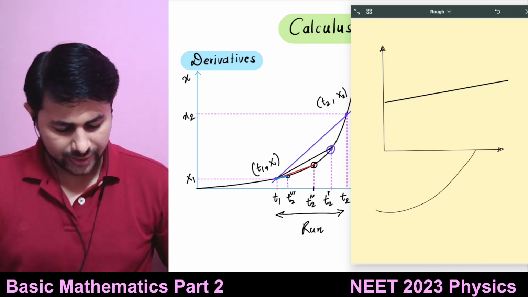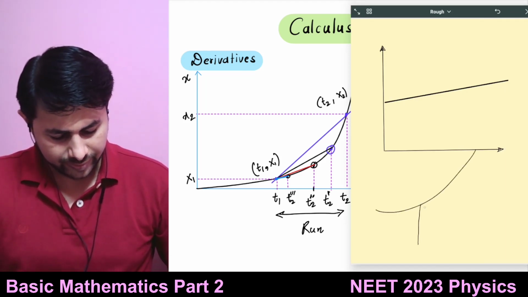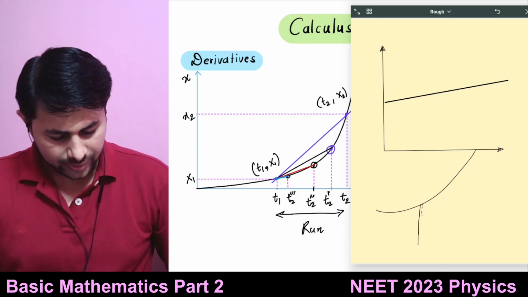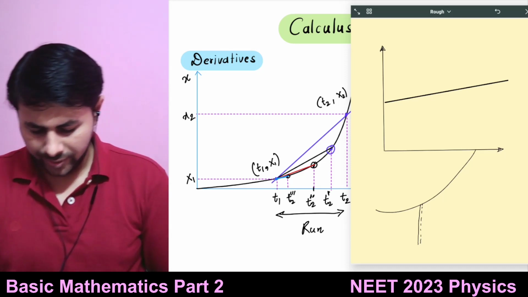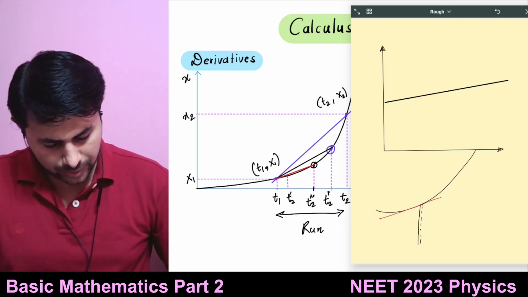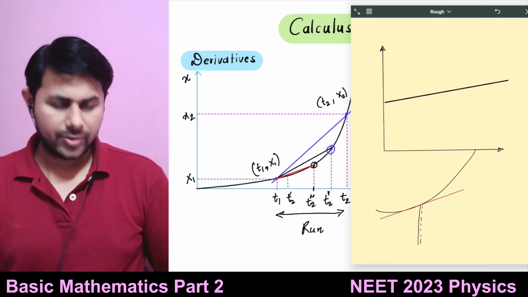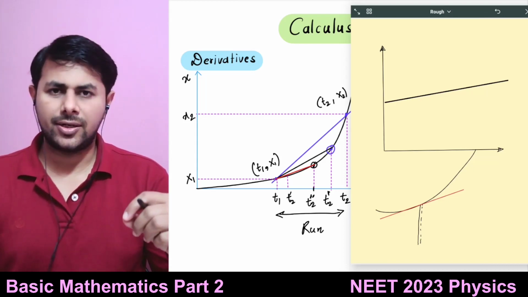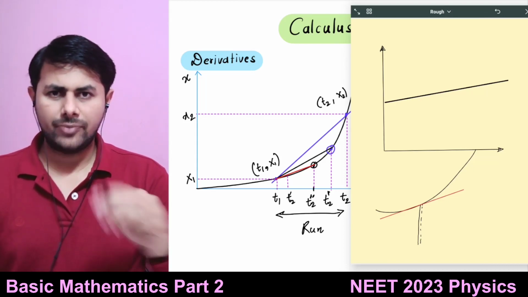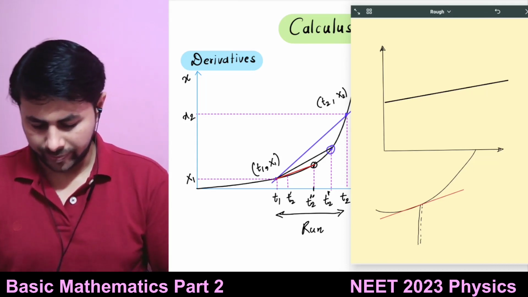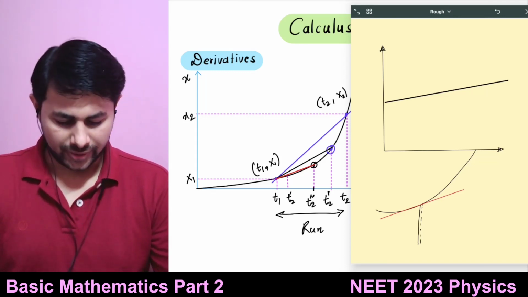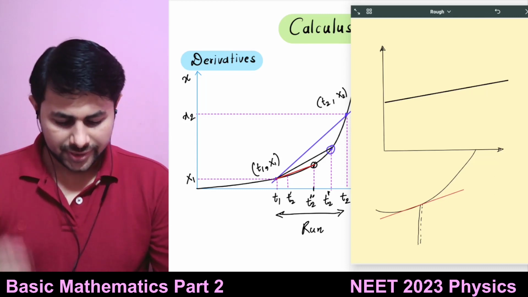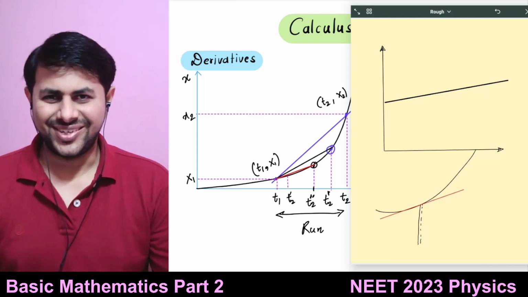Is this point clear? Let's say I want the speed between this and this point, they are very close. So the slope of this line, which touches the graph at one and only one point, the slope of that line gives me the speed. This is called the derivative now.